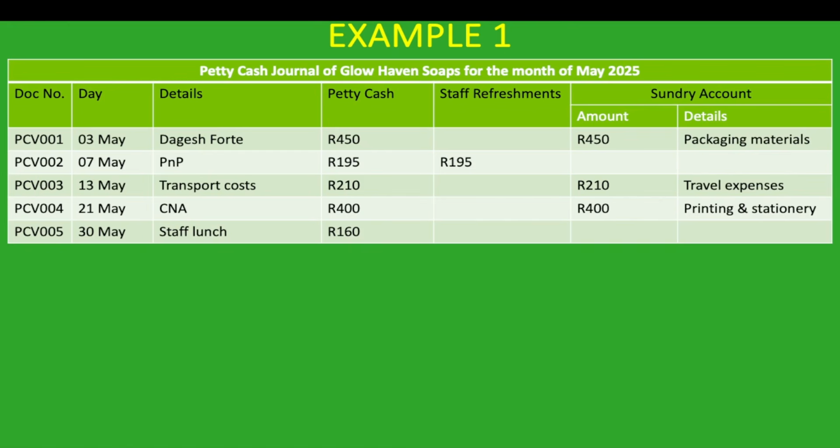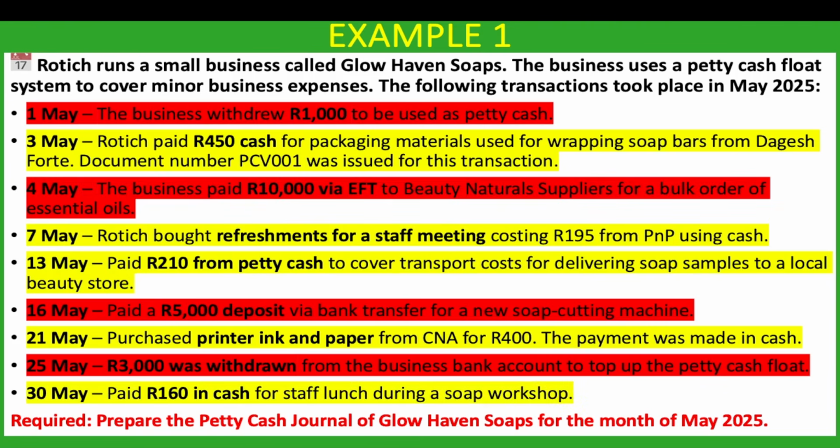And staff lunch, what do we allocate that as? Staff refreshments. Remember, when you're buying your staff food, whether that's lunch or whether that is happy hour on Friday afternoon, whatever the case is, that goes under staff refreshments. So we're going to put the 160 Rand under staff refreshments, and we don't have anything, of course, for sundry account. So let's go back, highlight that one as we've just completed it, and you can see we've looked at every transaction in this particular month.